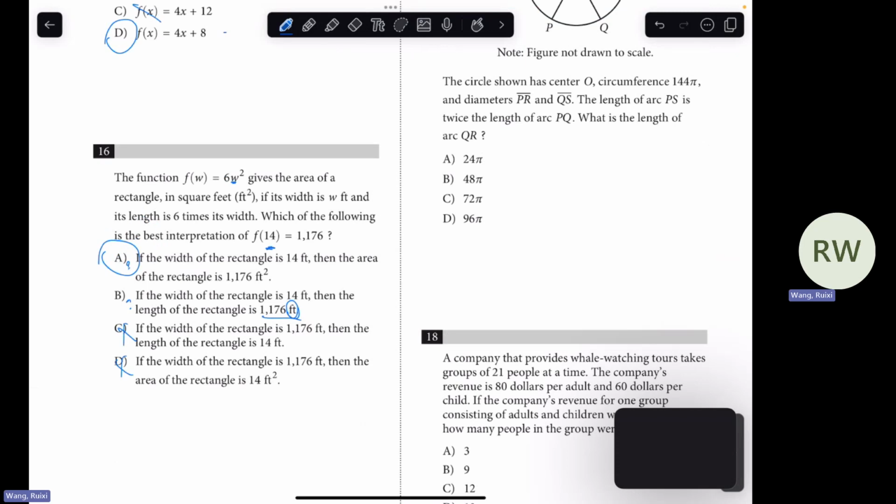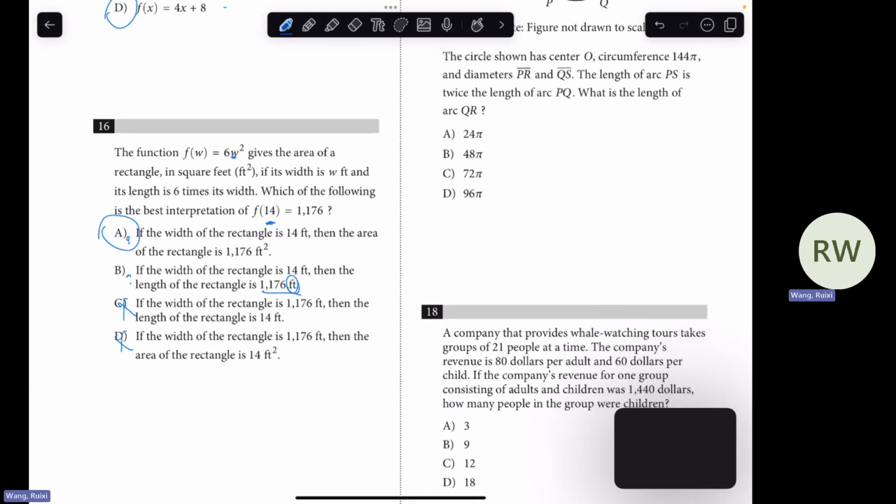So this is mostly like a brain teaser, right? Trick question. Just to test your attention to details.